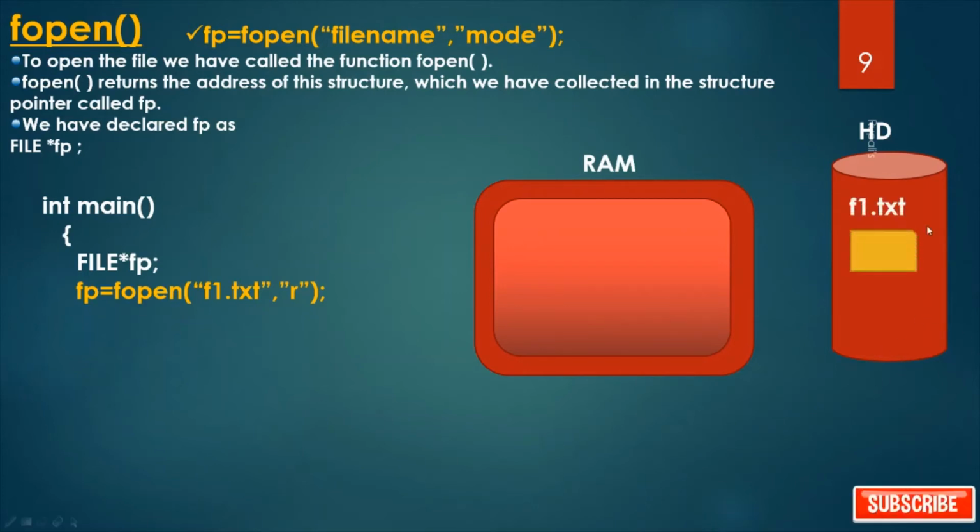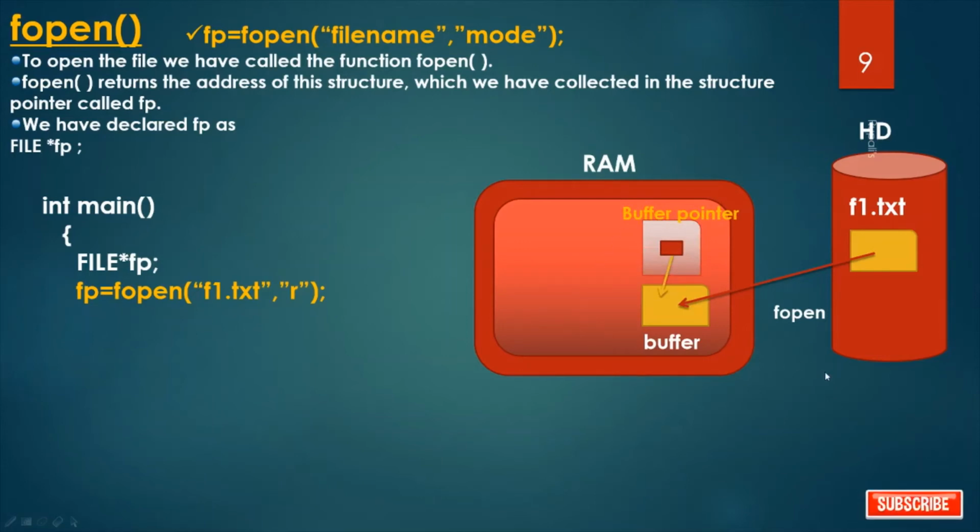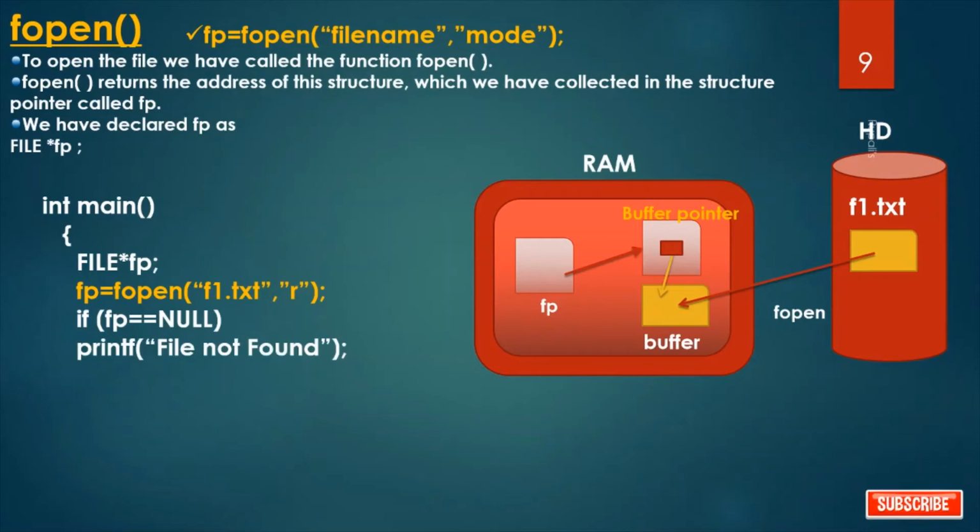See here, first say f1.txt, this file is in the hard disk. When you call the function fopen, this file comes to RAM and is stored in the buffer. The buffer pointer holds the first address of the buffer and fp holds the address of the file structure. If fp equals NULL, what does it mean? We can't get the file, and it gives the message file not found.